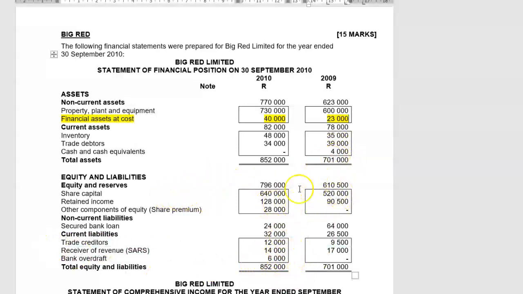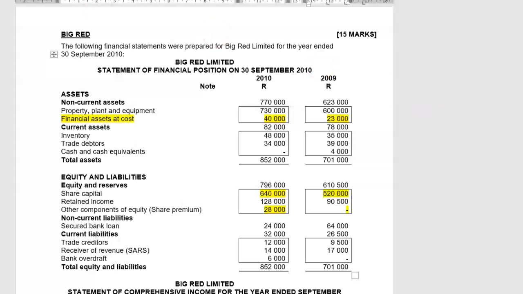Share capital, there was quite an increase here, but look at this one. Other components of equity equals share premium. Now we had share capital there of 640,000. There we have share premium of 28,000. No share premium last year, and then we obviously had a balance of last year 520,000.